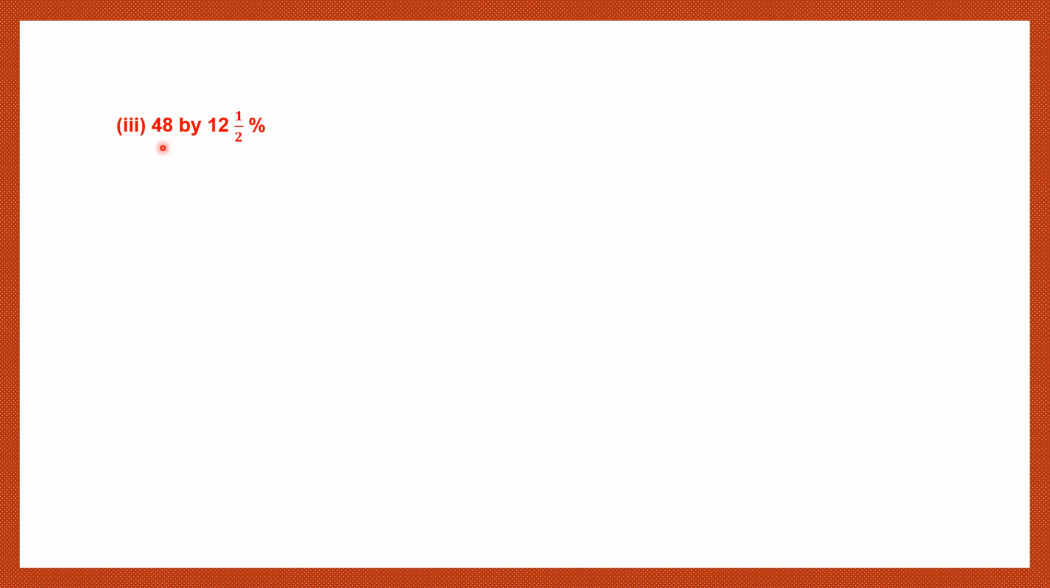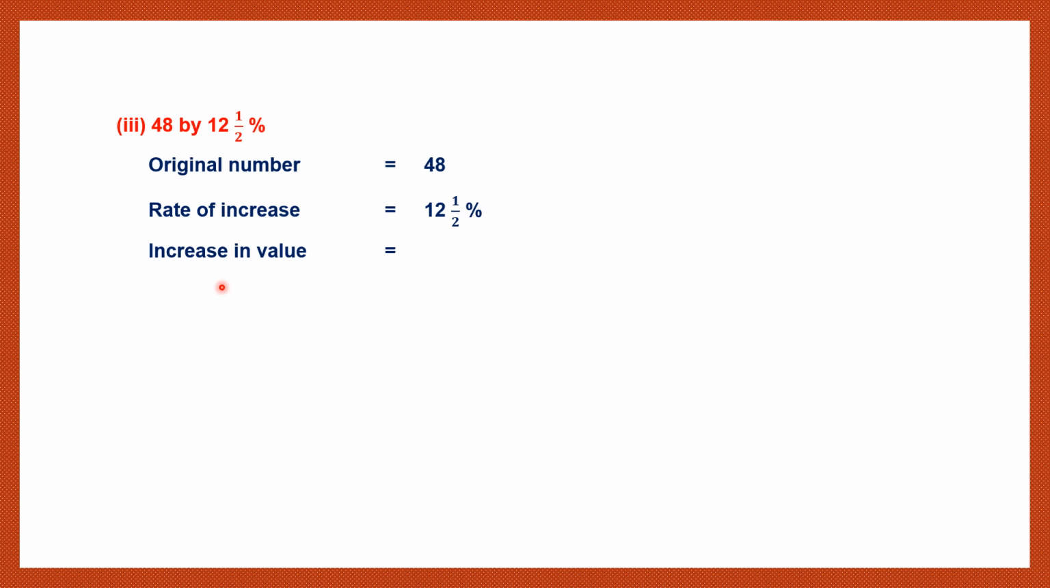Question 3. Increase 48 by 12 1/2%. So the original number is 48. The rate of increase is 12 1/2. Both these are given to us. Now we have to find the increase in value. That means 12 1/2% of 48. So let's do that. Here 12 1/2, let's convert this. 2 12s are 24 plus 1 is 25. So that is 25 by 2.